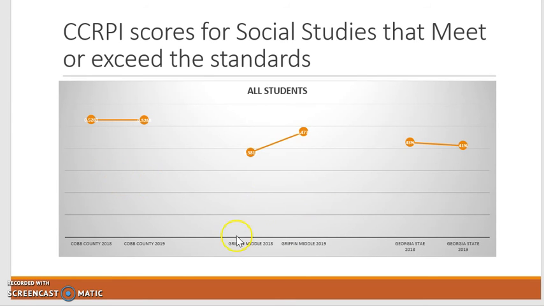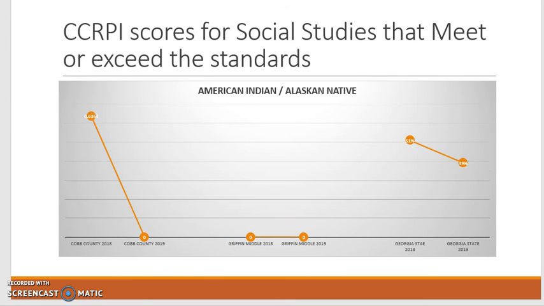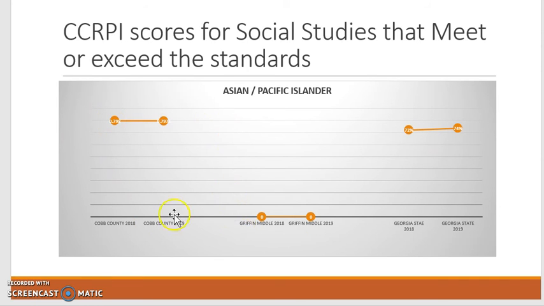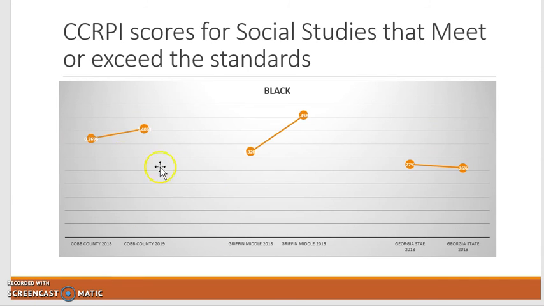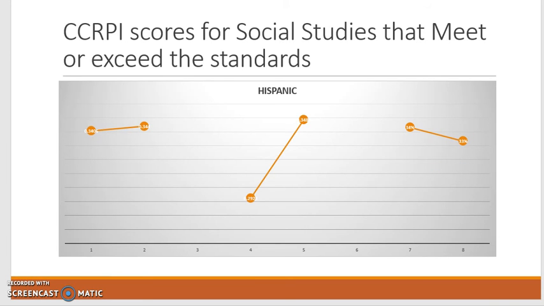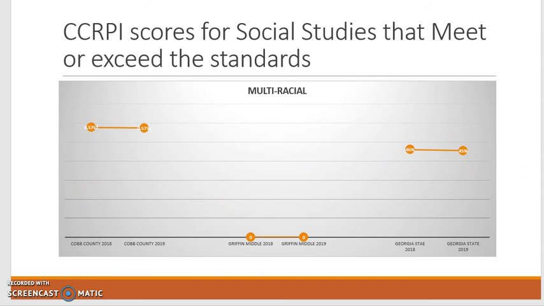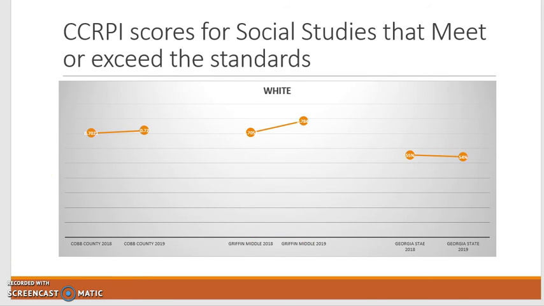For social studies, there were large gains at Griffin Middle School for all students. Alaska Native, there weren't quite enough. For Asian and Pacific Islander, not quite enough at Griffin Middle to be gauged. Large gains in the black population, going from 32 to 45%, outscoring both state and county levels. Very large gains for the Hispanic population, going from 29 to 34%. And multiracial, not quite enough to be counted according to the CCRPI website. White students also had some gains, outscoring the county and state level.